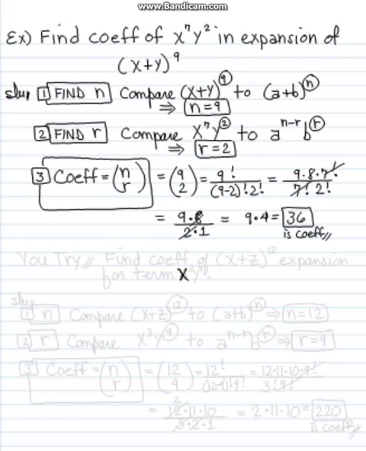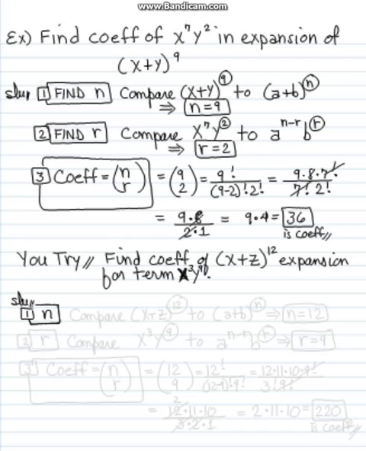Okay, it's your turn. Find the coefficient of (x plus z) raised to the 12th power. Oh, n's equal to 12. Expansion for the term x to the 3rd, y to the 9th. x to the 3rd, y to the 9th.